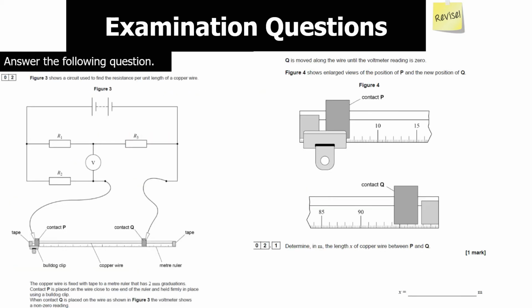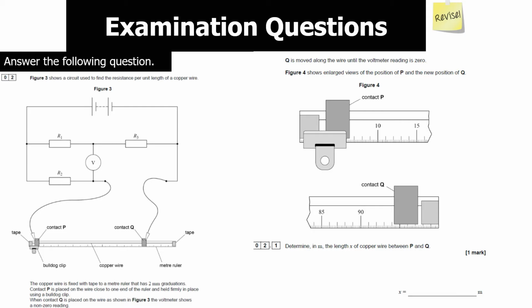The next question says, Figure 3 shows a circuit used to find the resistance per unit length of a copper wire. The copper wire is fixed with tape to a meter ruler that has 2 mm graduations. Contact P is placed on the wire close to one end of the ruler and held firmly in place using a bulldog clip. When contact Q is placed on the wire as shown in Figure 3, the voltmeter shows a non-zero reading. Q is moved along the wire until the voltmeter reading is 0.